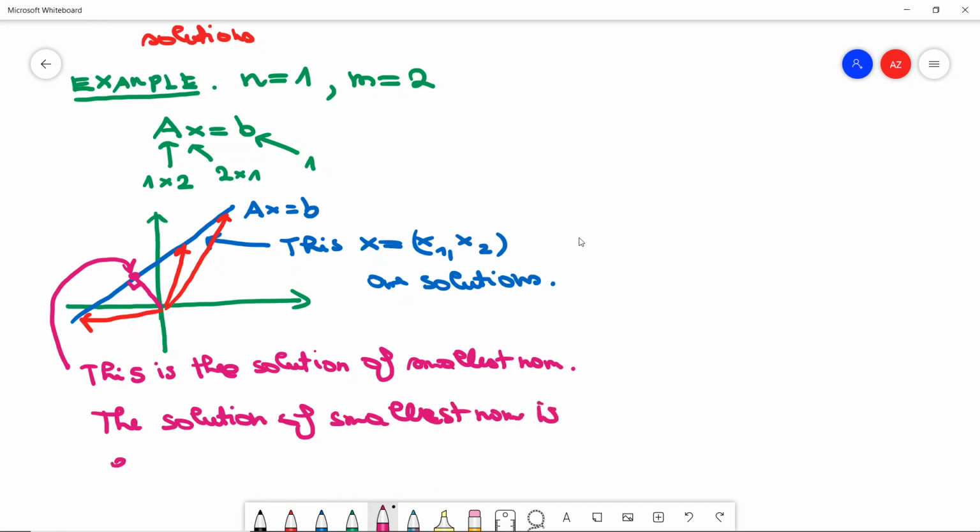...is exactly A plus B. So this will be our theorem. If we have an underdetermined system which is solvable, which means that B is in the column space of A, then the solution among all solutions, the solution of smallest norm is exactly the Moore-Penrose inverse of A times B.